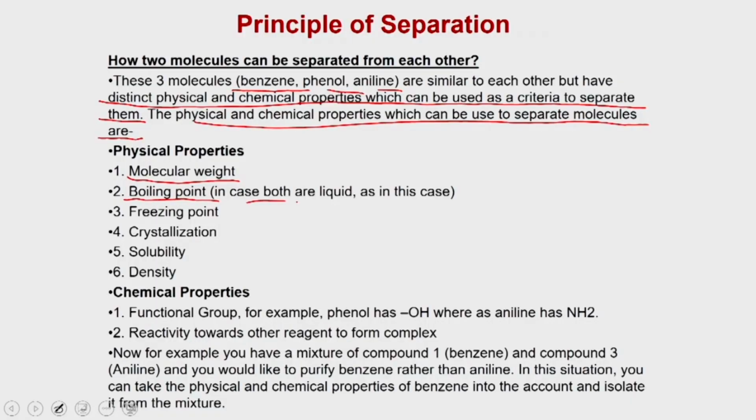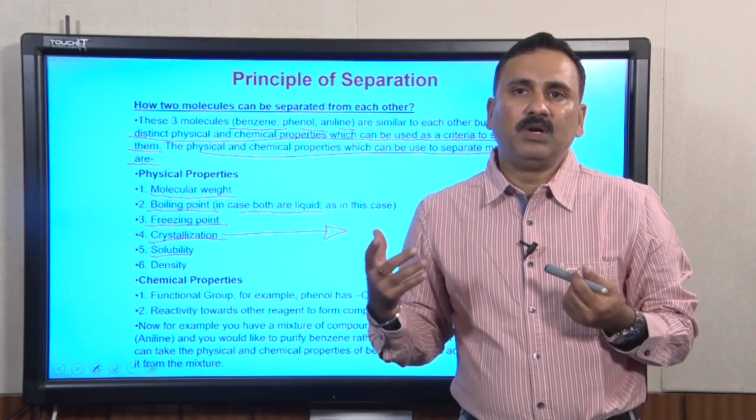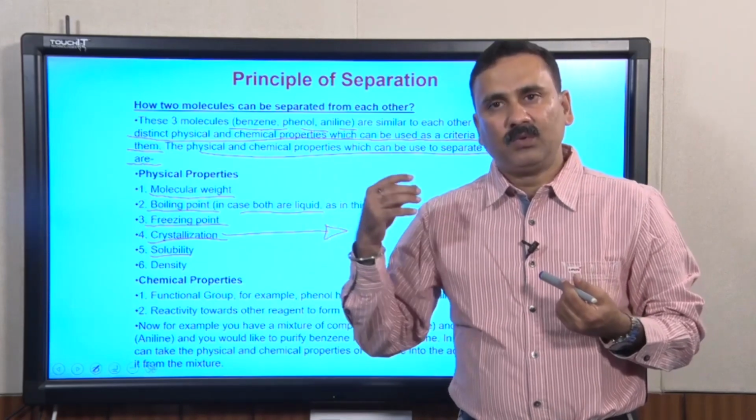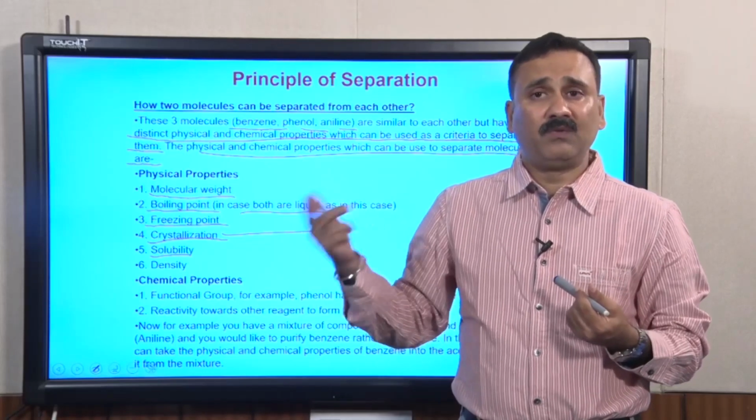A boiling point can be used only if you would like to purify two molecules which are liquid in nature. Similarly, we have the freezing point, crystallization, and solubility. Crystallization is one of the physical properties which people use very often to purify. Suppose you have a complex mixture, you can bring the crystallization conditions of one molecule.